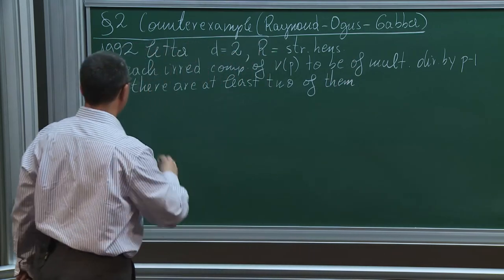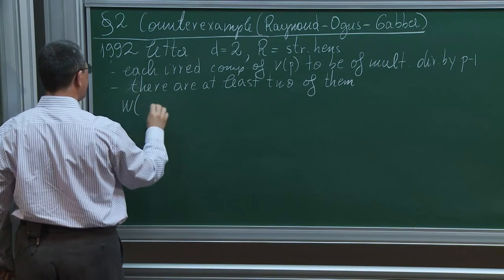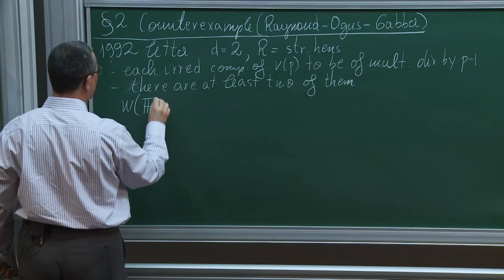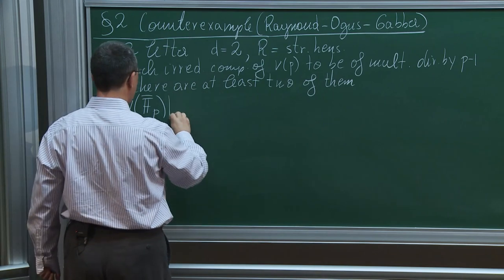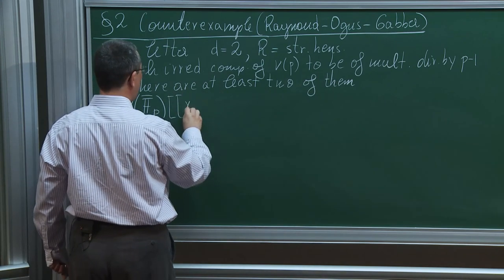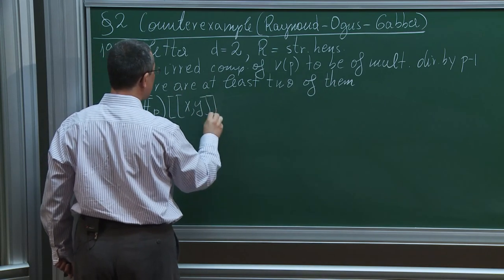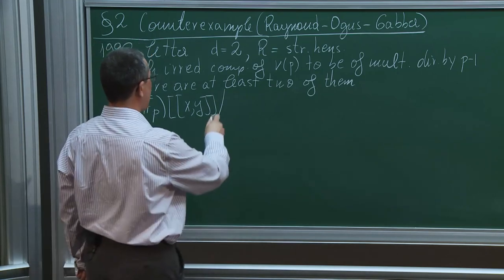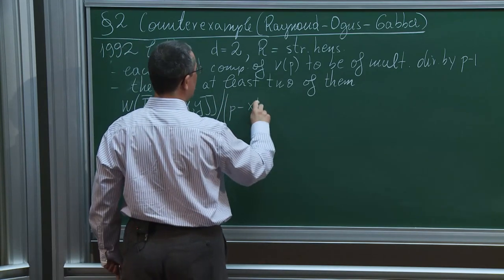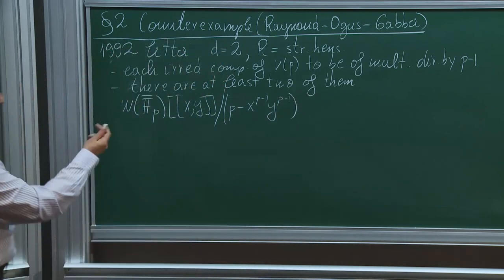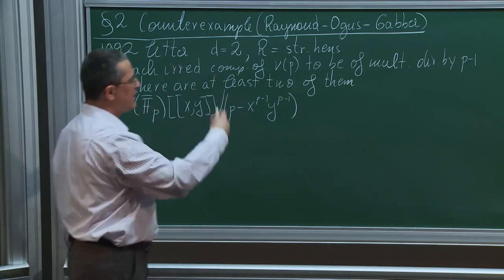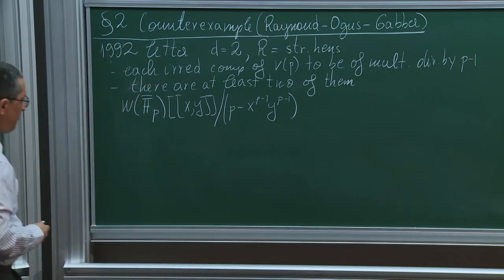And the letter even gives an explicit example. We can take the ring of Witt vectors over an algebraic closure of a finite field, formal power series in two variables, and we divide by an equation. We take exactly two irreducible components, and the multiplicity has to be divisible by p minus 1. The smallest is p minus 1.